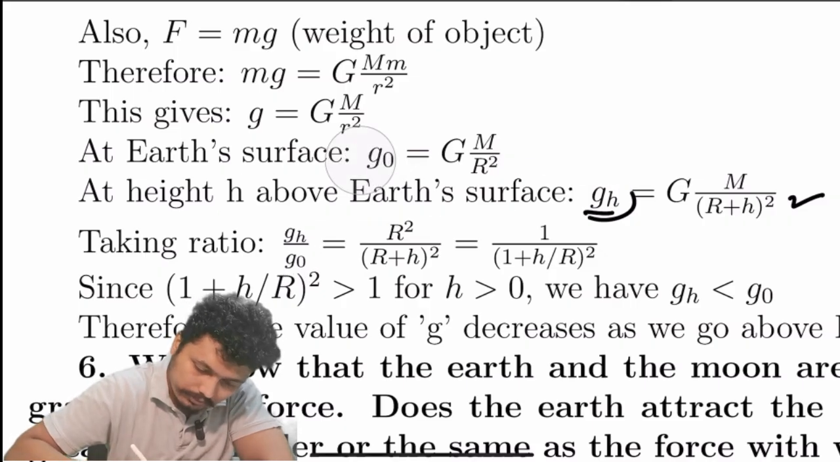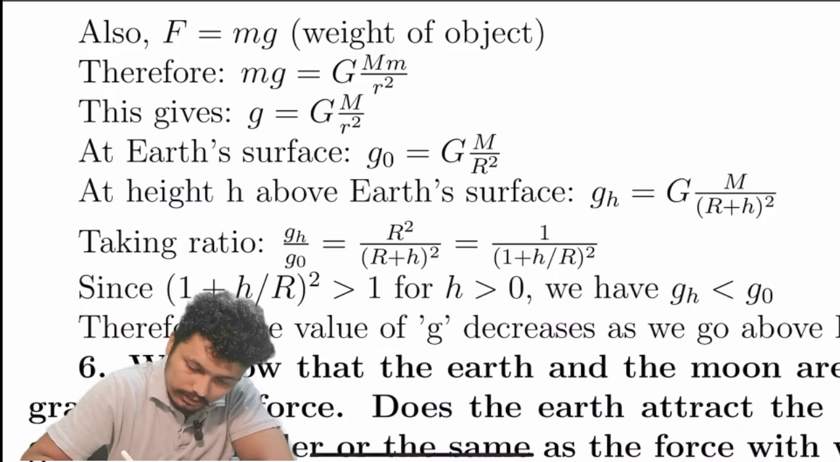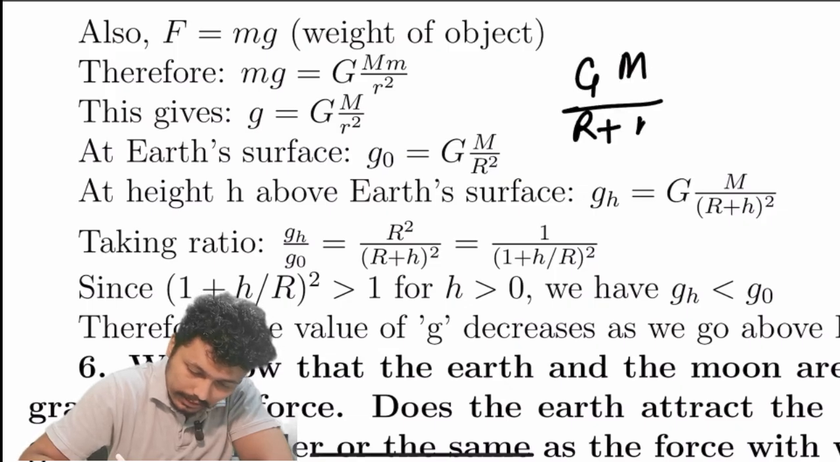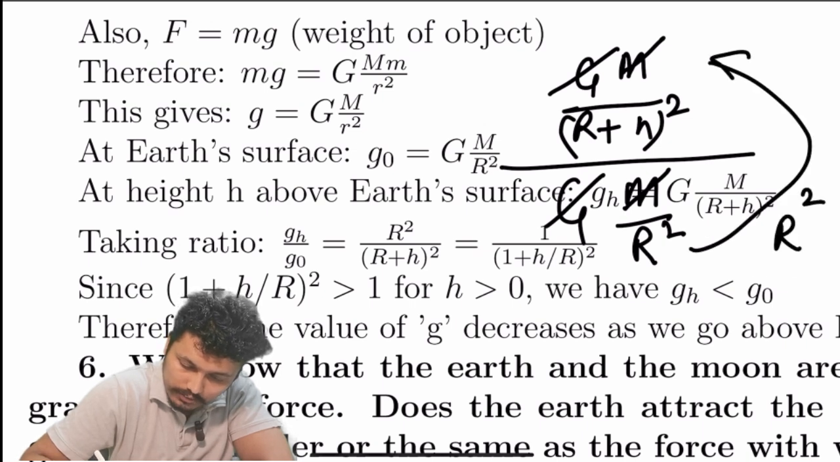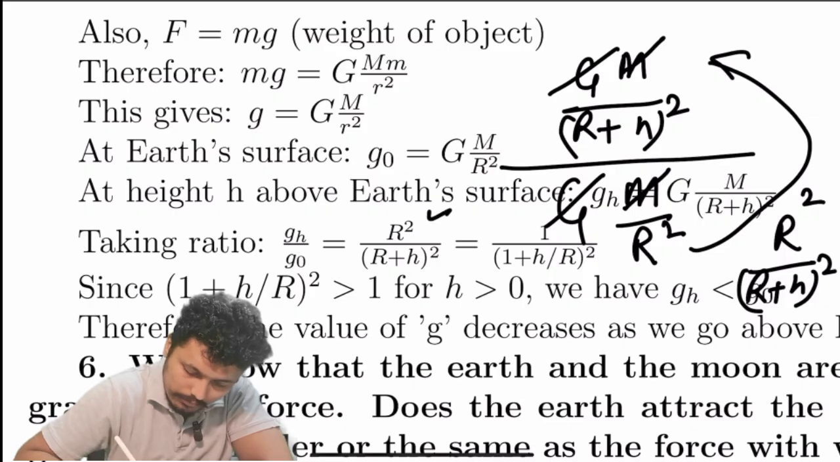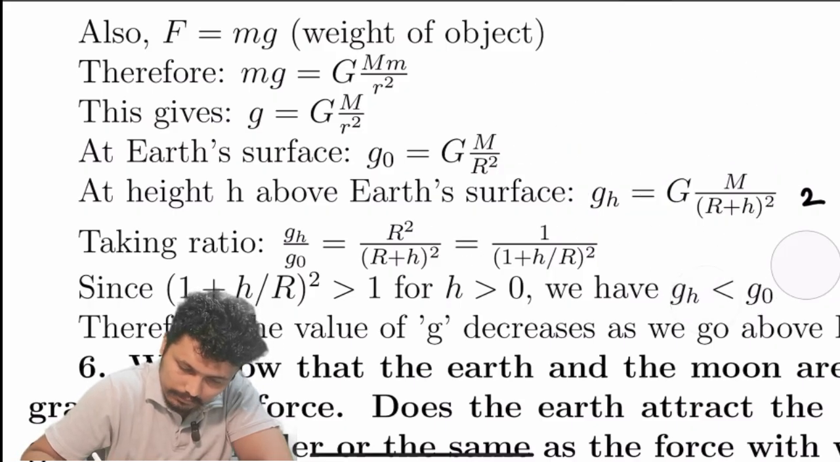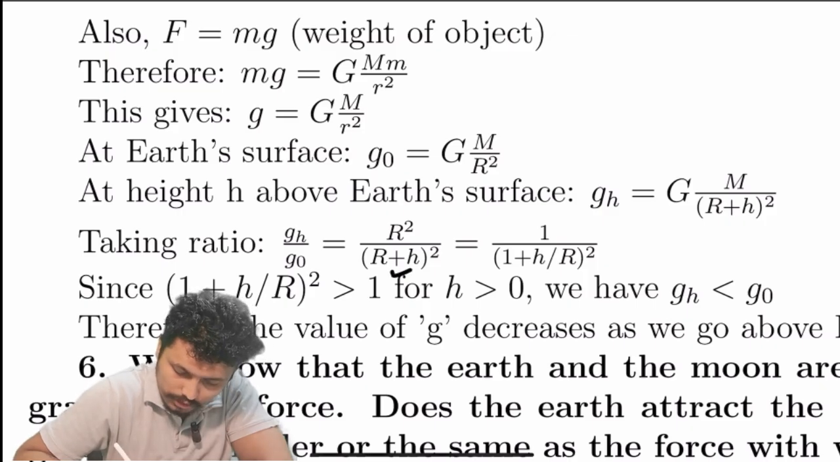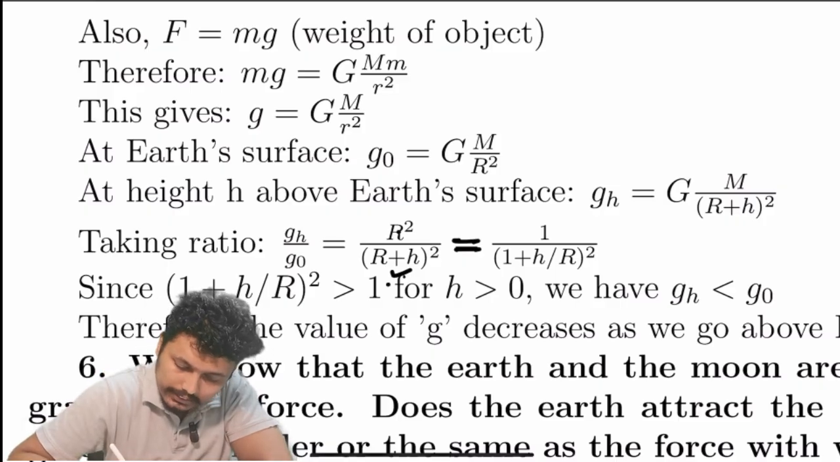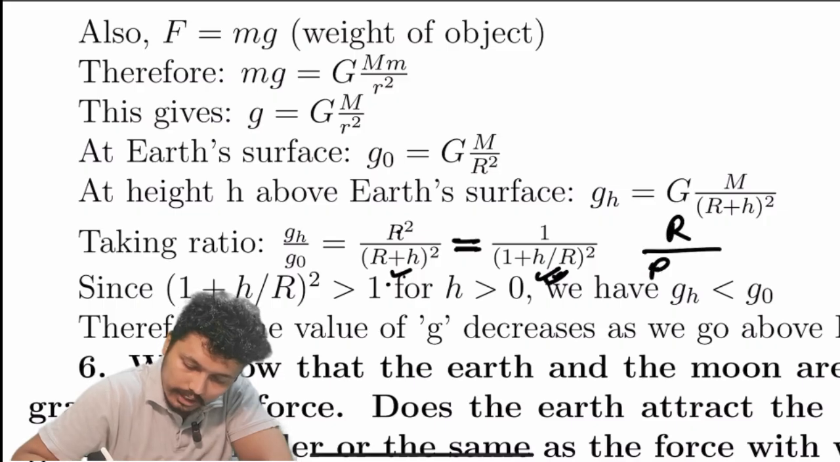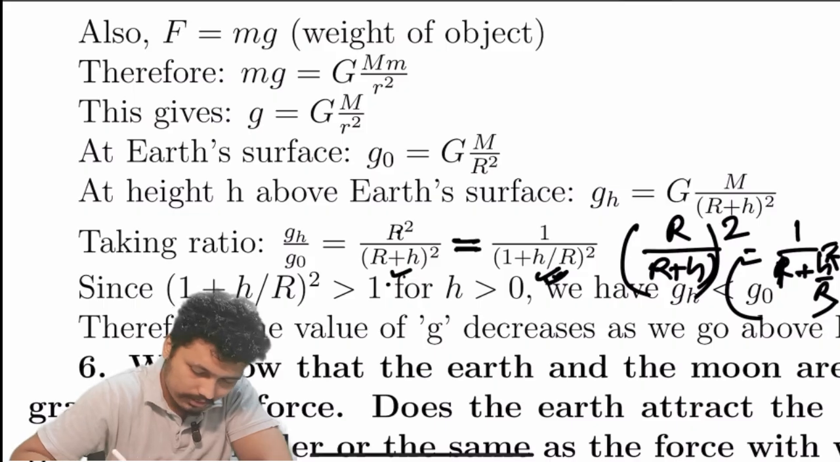If I divide gh by g naught, gh is GM by (R plus h) whole square, divided by g naught, which is GM by R square. G cancels, M cancels, so R square goes up, giving R square divided by (R plus h) whole square. I can write this as R divided by (R plus h) whole square, and then dividing by R, R divided by R is 1, so it becomes 1 over (1 plus h by R) whole square.